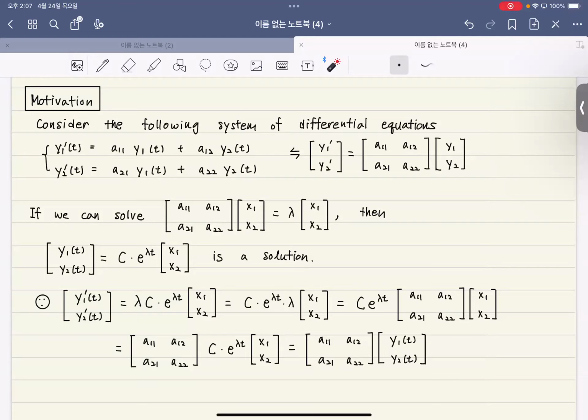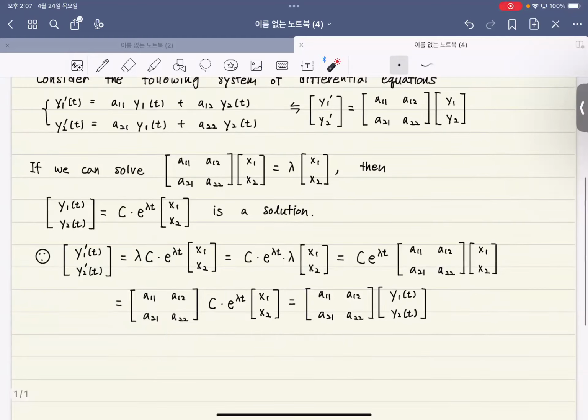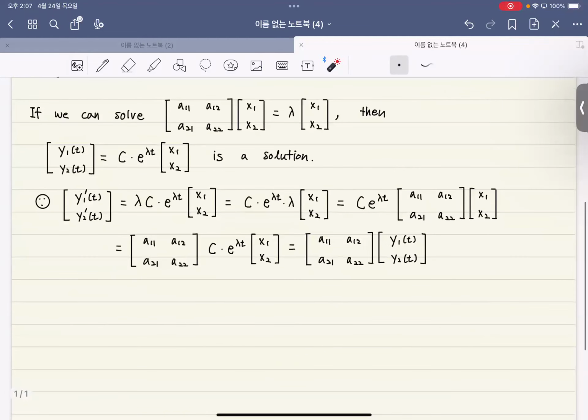Okay. So we now want to find the eigenvectors and eigenvalues of the matrix A.